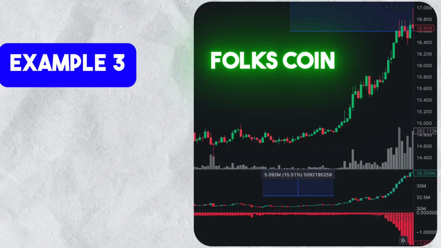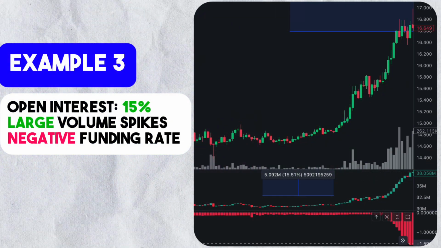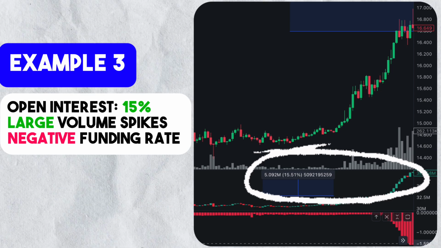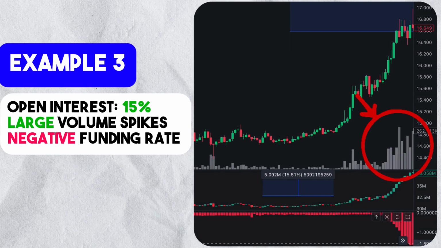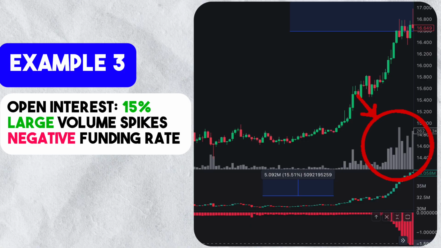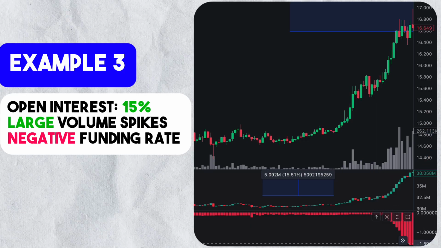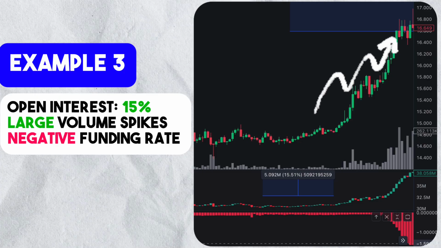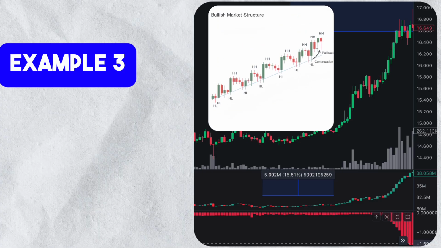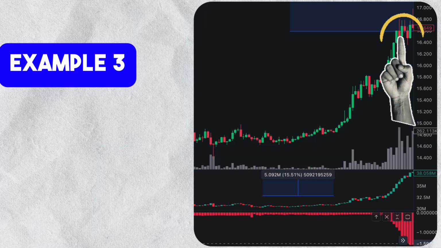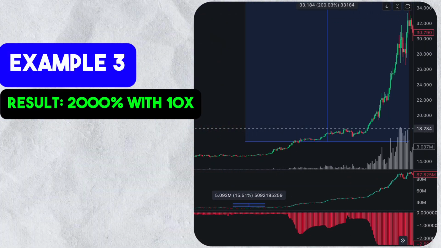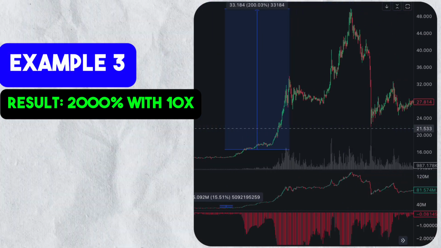Third, Coin. In this case, open interest increased by only 15%, but both volume indicators showed the high spike and the funding rate was negative. And as always, on the 5-minute time frame there was a bullish structure, new higher highs and new higher lows. If you opened a long position here, you could have earned 2000% with 10x leverage.